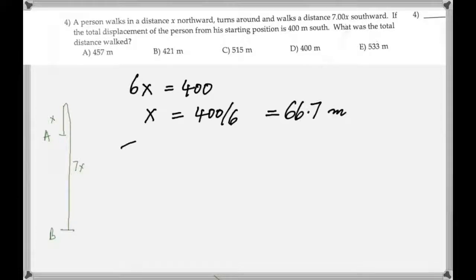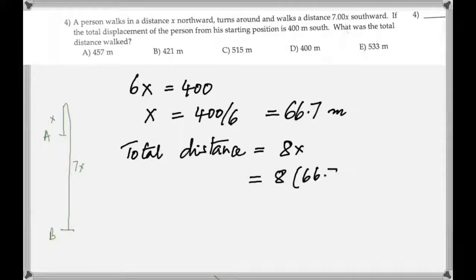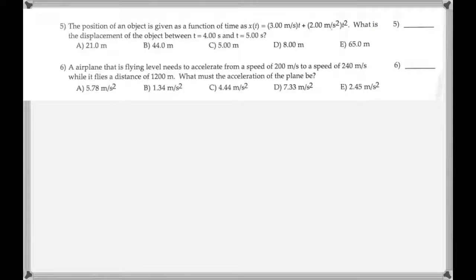And then to find the distance, you know that the total distance is actually x plus 7x, which becomes 8x. So the distance is 8x. So you get 8 times 66.7, which is 533 meters. There you go. Number 5 and 6.